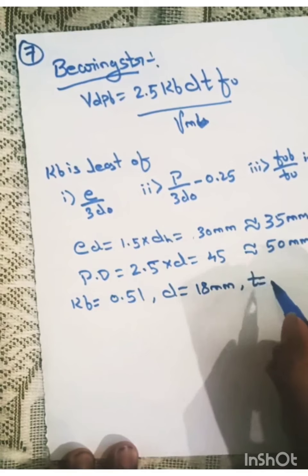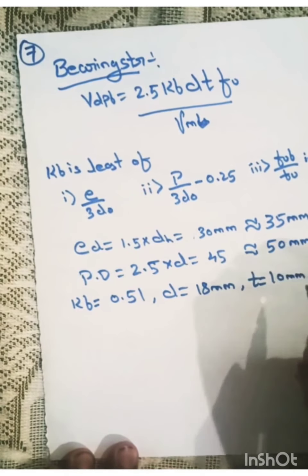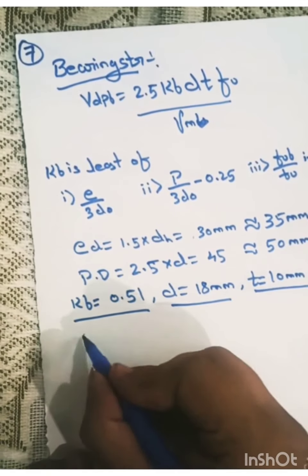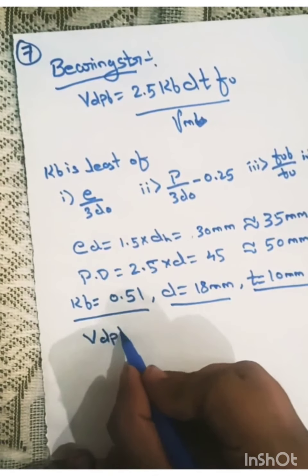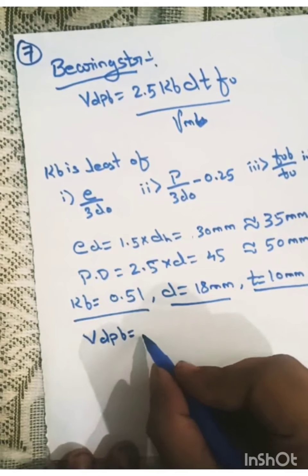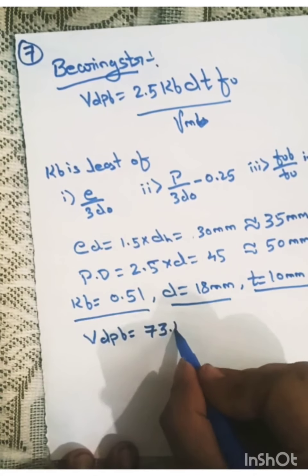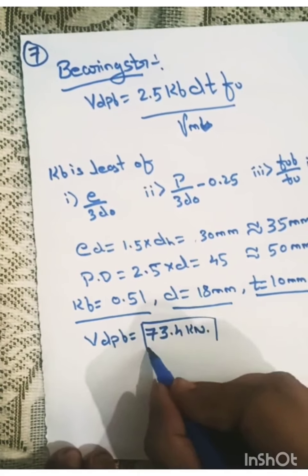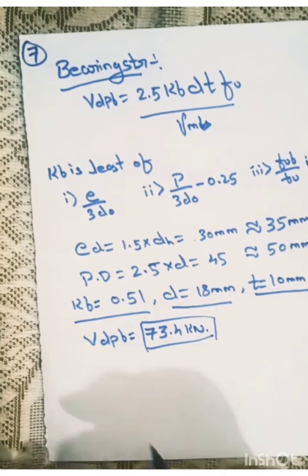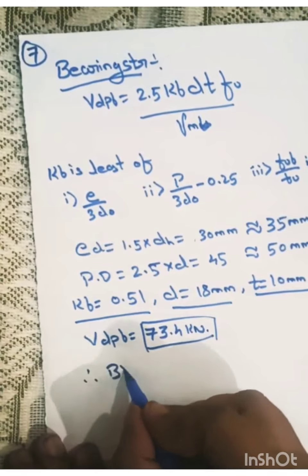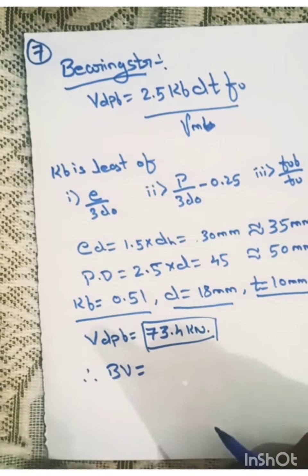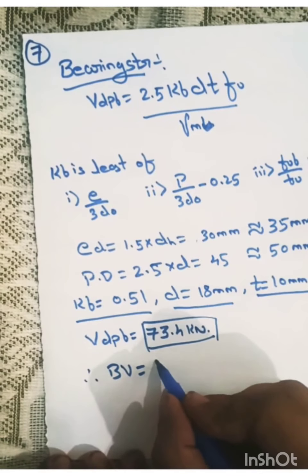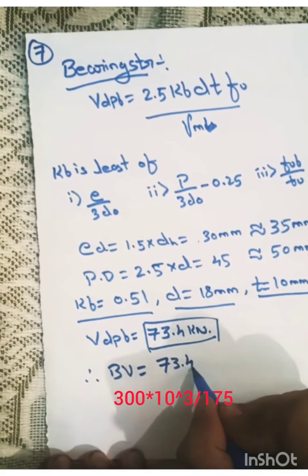T is 10 mm, that is the thickness in bearing. Substituting all these values, we will get the value of VDPB, which is 73.4 kilonewton. So this is the strength in bearing. Therefore the bolt value is the lesser of shear strength or bearing strength. So we need to consider the lesser one, that is, the bolt value will be 73.4 kilonewton.